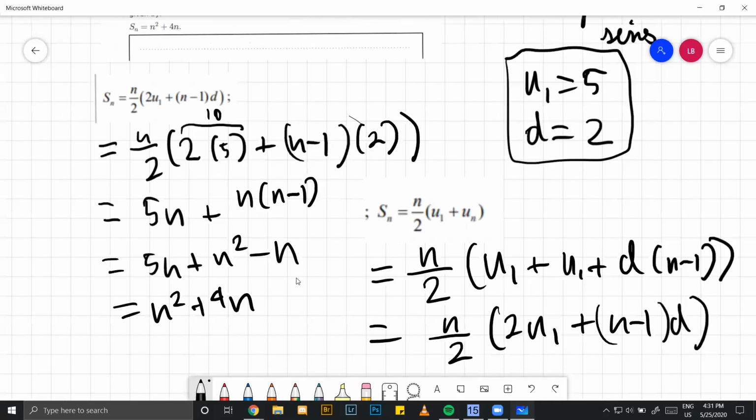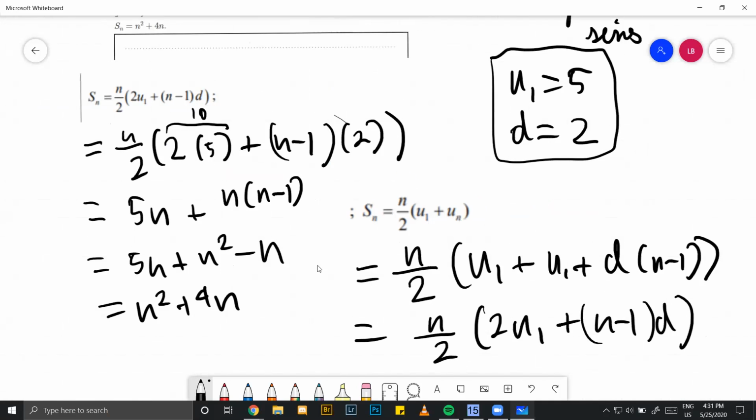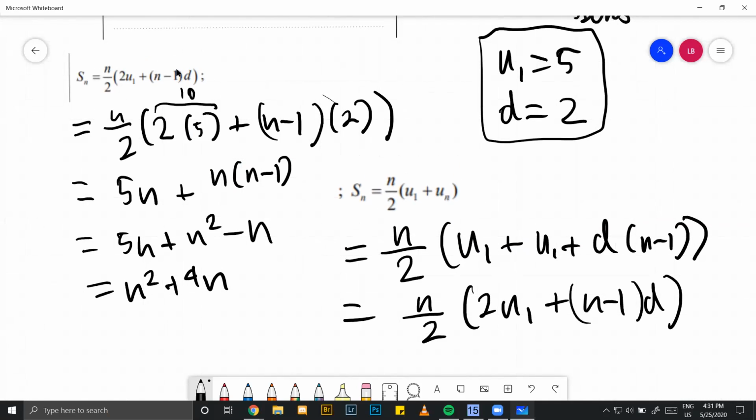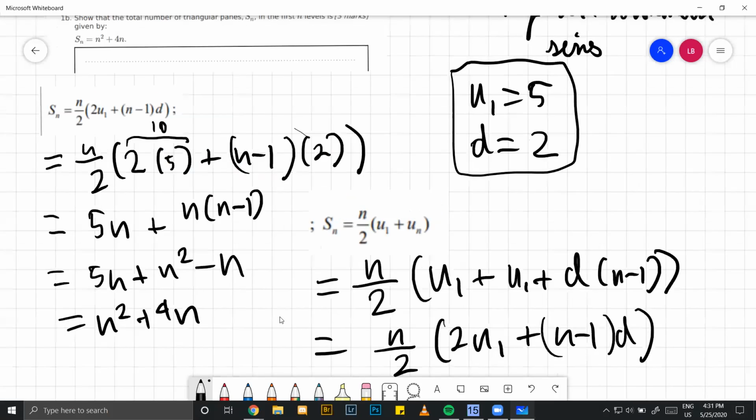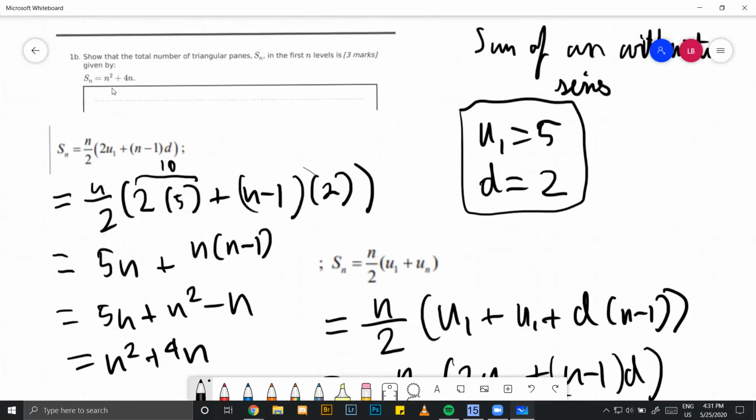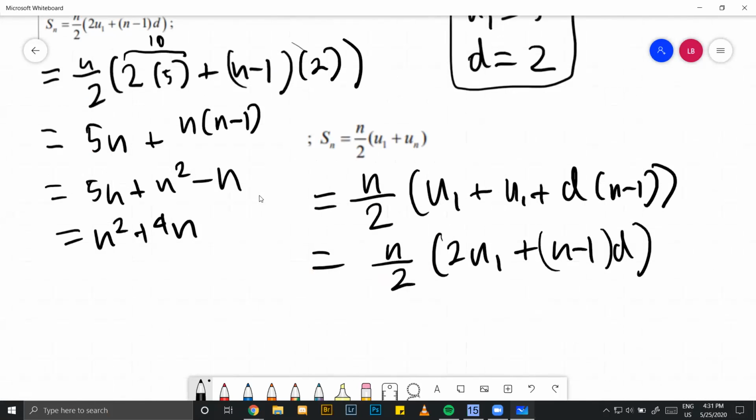So ultimately, it doesn't matter which one you use, but you'll have to substitute things in, and eventually you'll end up with the same result. This is the same thing as this one. I was able to move this one and make it into this one, right? So I hope that makes sense. So the first formula over here comes from this second formula. It's an interesting little result in the derivation. But yeah, so that's how you solve this question. You show that Sn is n squared plus 4n.